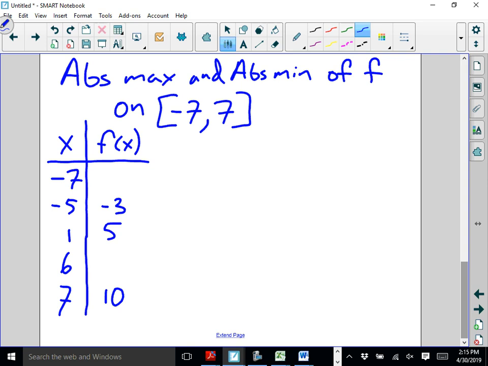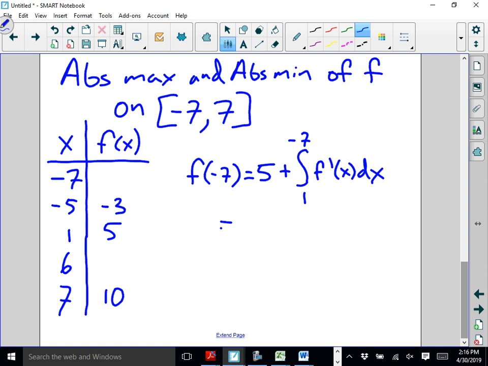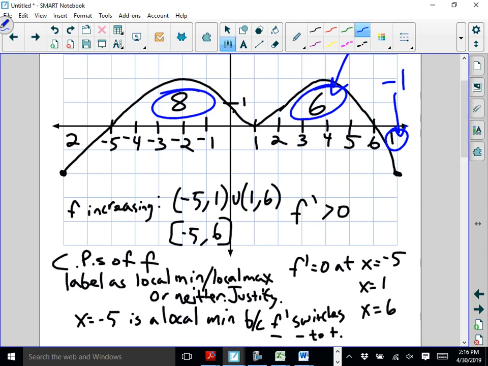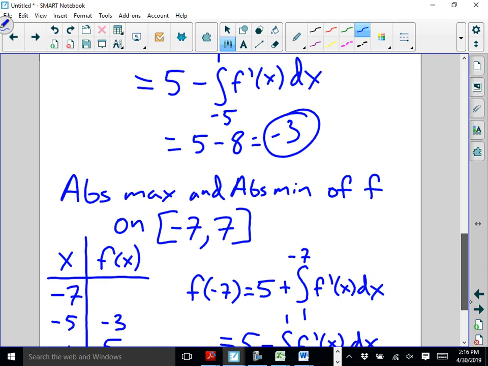Let's do f of -7 first. f of -7 is going to be my initial condition of 5, plus my integral that goes from 1 to -7 of f prime of x dx. Once again, that's the wrong order, so this is going to be 5 minus the integral from -7 to 1 of f prime. The integral from -7 to 1 will be -2 plus 8, which will be 6. So I got 5 minus 6, which equals -1.